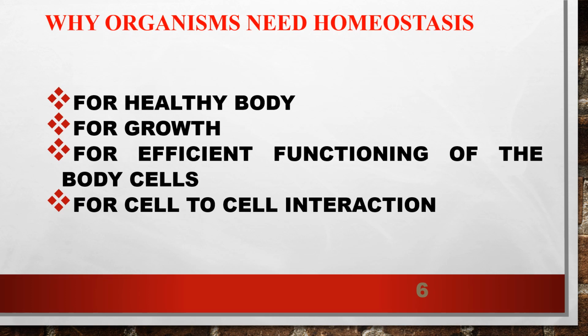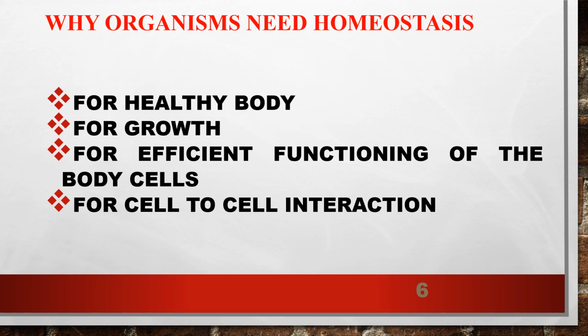Why do organisms need homeostasis? For a healthy body. For the body of an organism to work healthy, there is need for maintenance of internal parameters within the set point value or within the narrow limit. For growth, any organism without homeostasis cannot grow and will not have proper functioning of the body. So for effective growth, there must be homeostasis. There must be a homeostatic mechanism, and the homeostatic mechanism must function toward the regulation of internal body parameters within a narrow set of value.